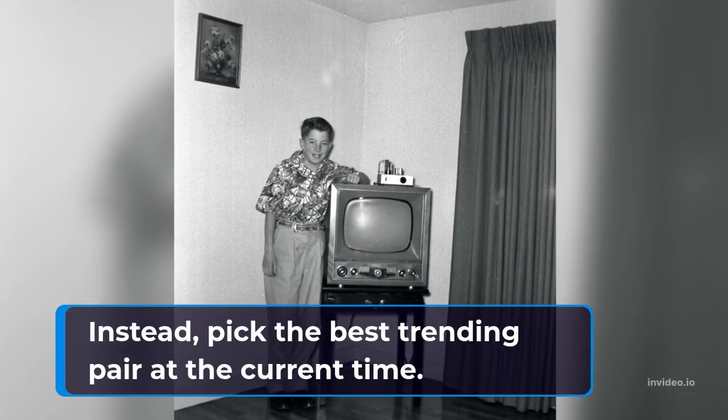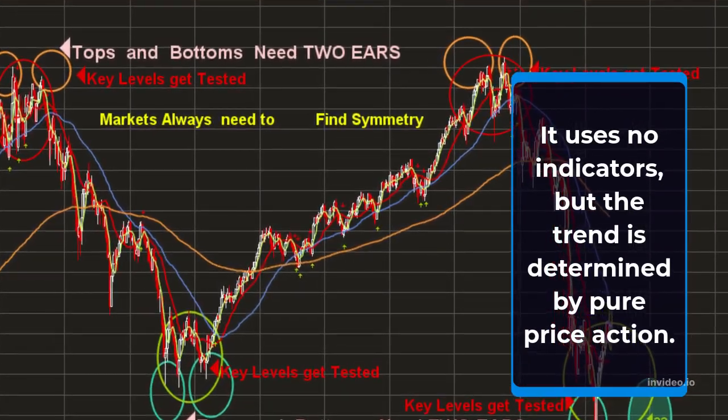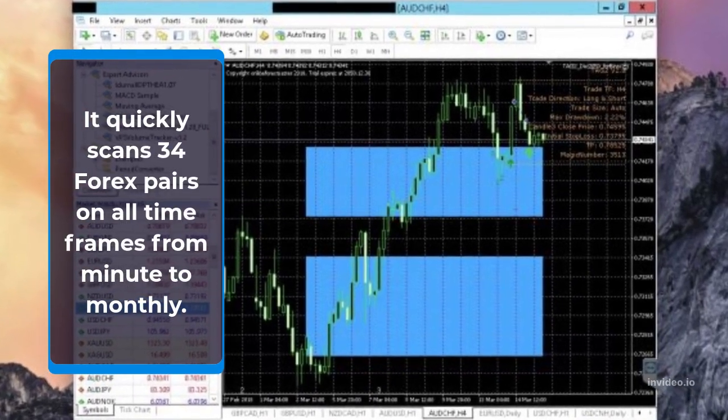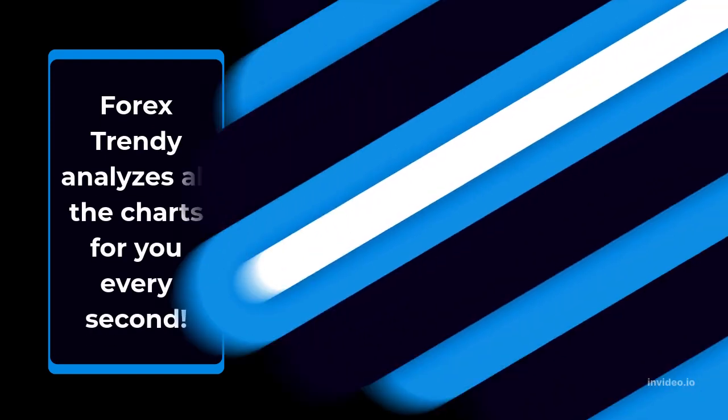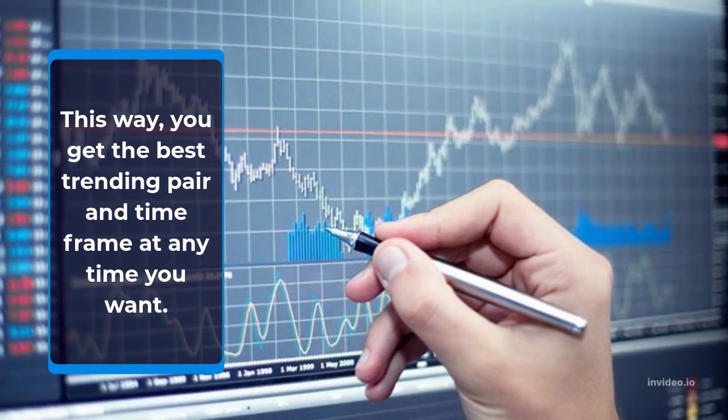Instead, pick the best trending pair at the current time. It uses no indicators, but the trend is determined by pure price action. It quickly scans 34 Forex pairs on all time frames from minute to monthly. Forex Trendy analyzes all the charts for you every second. This way, you get the best trending pair and time frame at any time you want.